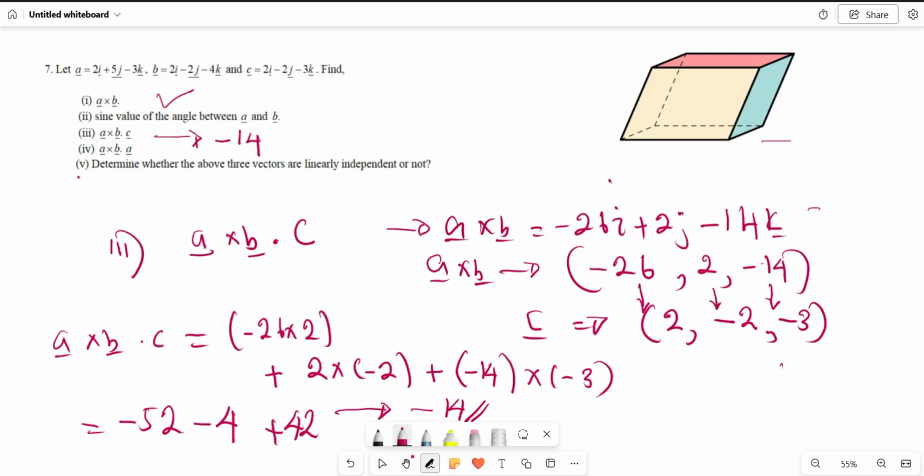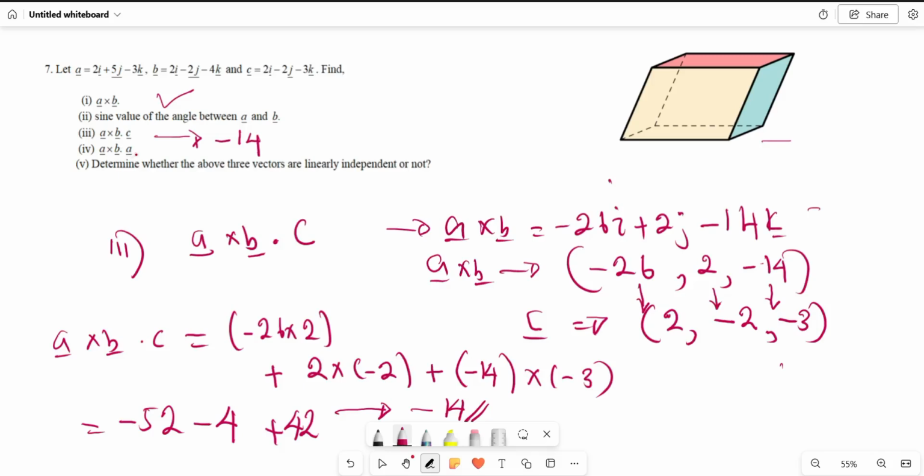Minus 14, and it is a non-zero value. Okay, what is this one? A cross B dot A. We know that when we get a cross product, we are getting a new vector which is perpendicular to the given two vectors. We have discussed that in the last question. Now they are asking us to take the dot product with the vector A. If we get A cross B, that vector is perpendicular to the vector A.